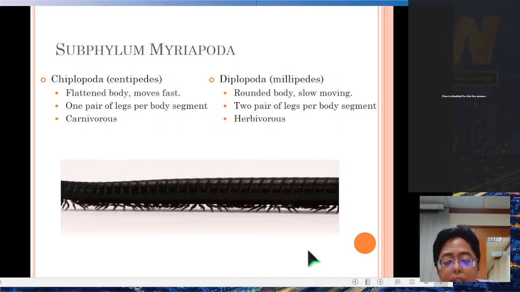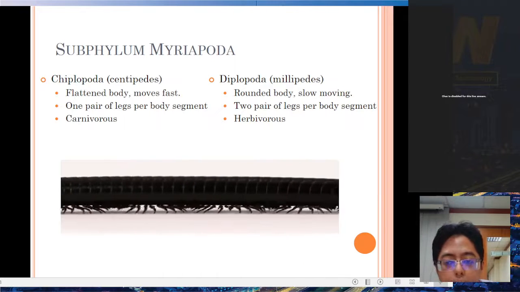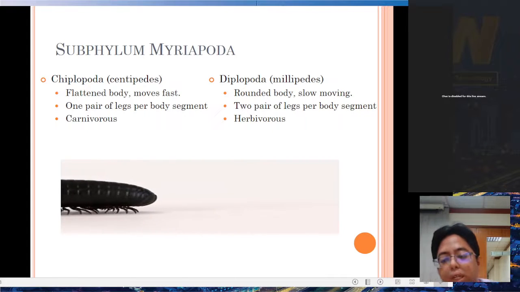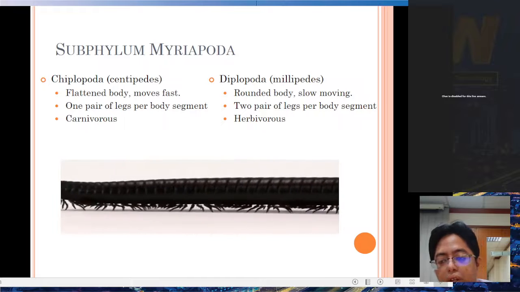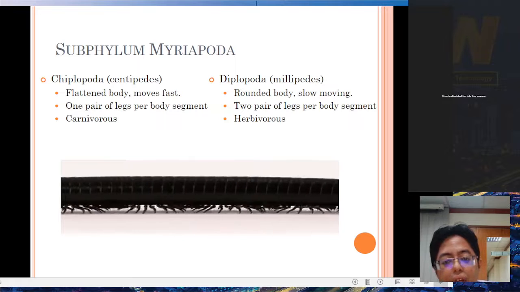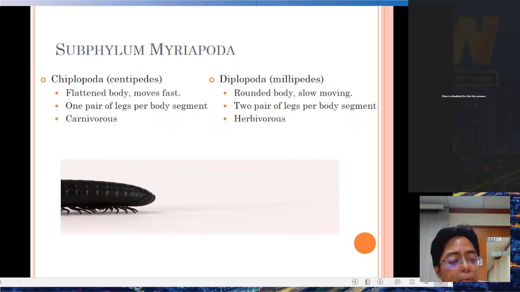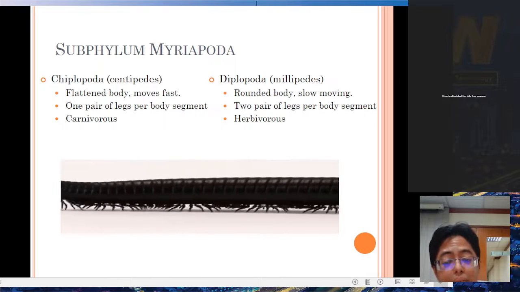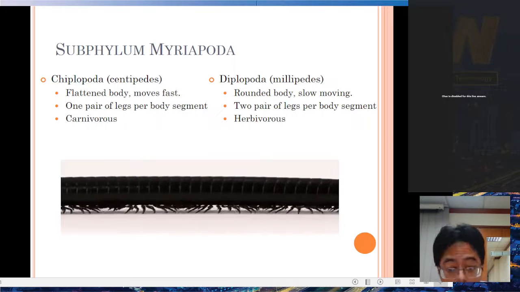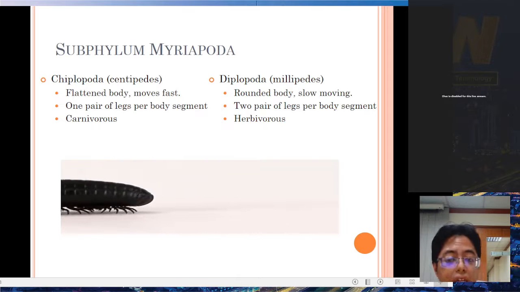Okay. So here is a Myriapoda. Myriapoda means many legs. So you have the Chilopoda, centipedes, and Diplopoda, which is millipedes. Chilopoda or centipedes, if you look at the name, centi means 100, so 100 legs. Okay, so they have a flattened body and move very fast. If you have seen them in the toilet, they move very fast, sometimes too fast that it surprises you. They have 1 pair of legs per body segment, and they are carnivorous. They eat other animals, they eat other insects, they even eat other centipedes.